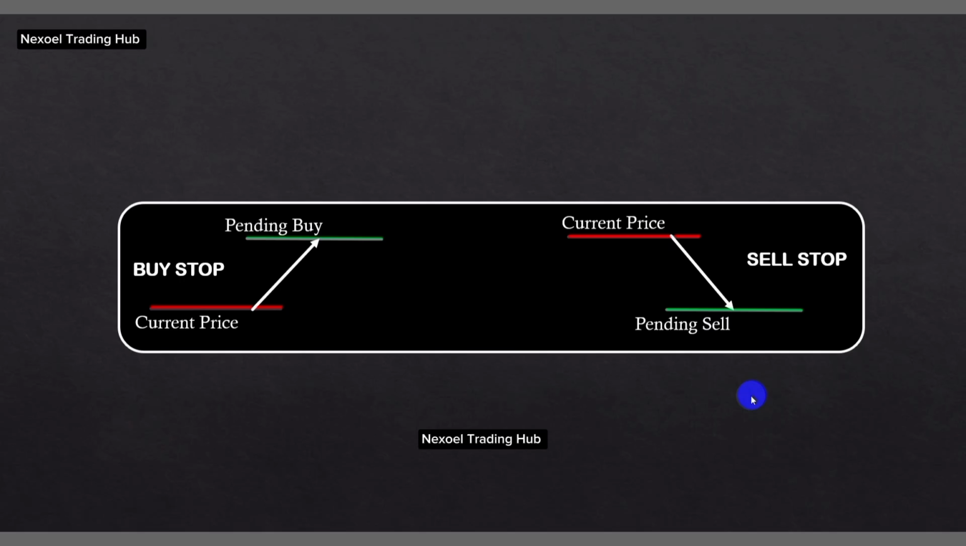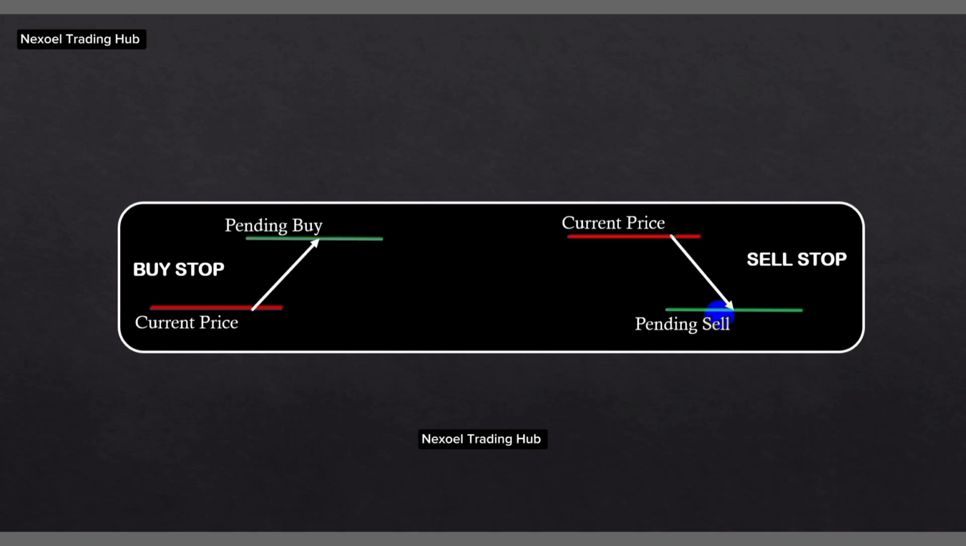So you can see the difference between the limit orders and then the stop orders. In the limit orders, the buy limit is actually below the current price, and then the sell limit is above the current price. In the stop orders, the buy stop is above the current price, and then the sell stop, which is the sell order, is actually below the current price.